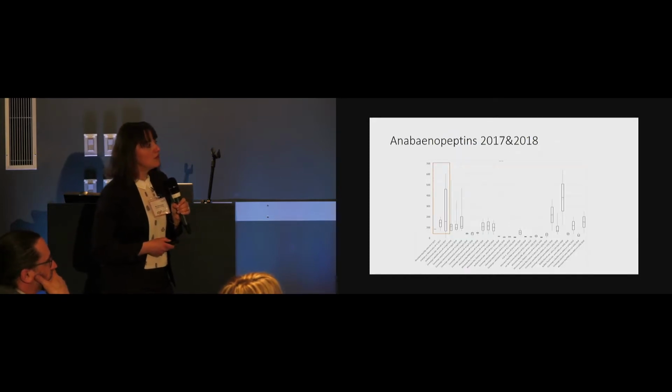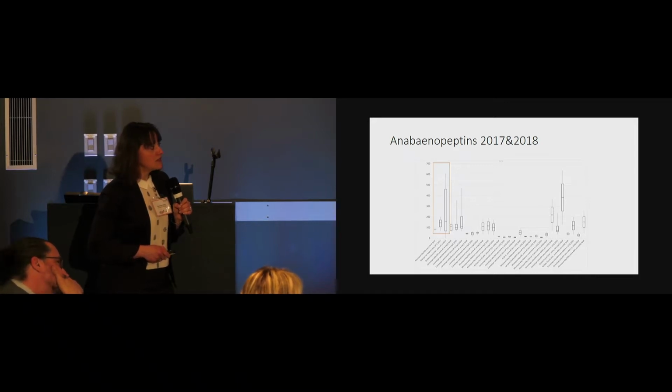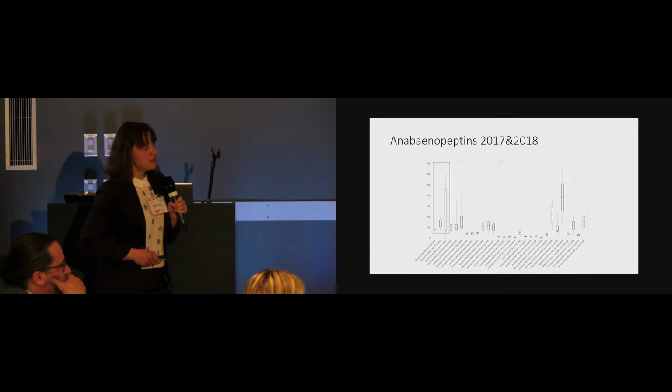Now, I know it's very small, but what I plotted here is the value of the anabaenopeptins we got in 2017, all sites together, and 2018. What we measured in 2017 are the ones in the orange box. So it seems like in 2018, we have measured much more, or in more sites, anabaenopeptin A and B than in 2017. So that's an interesting result. We'll see what the rest of the results give us.